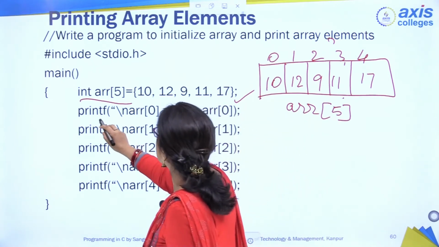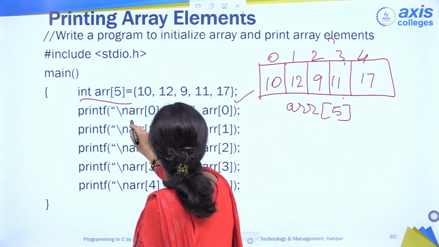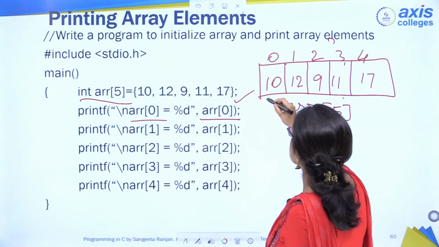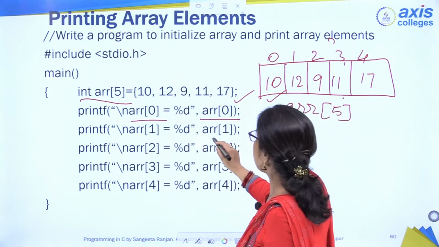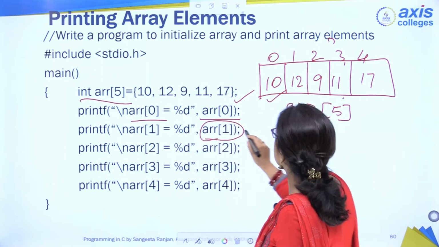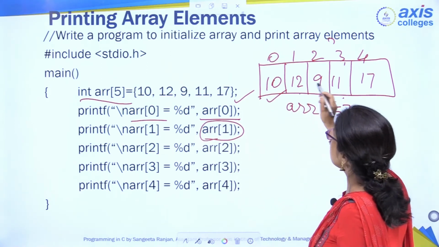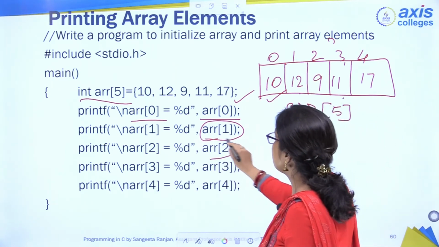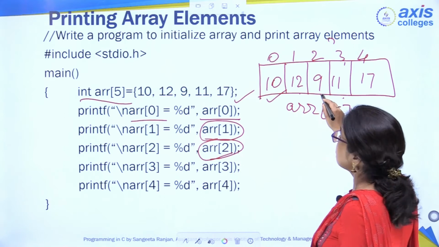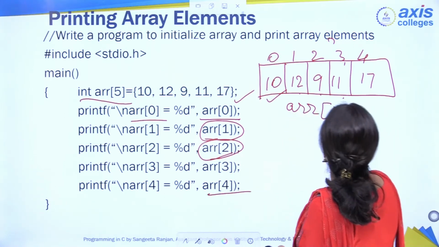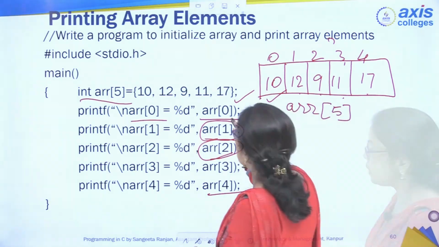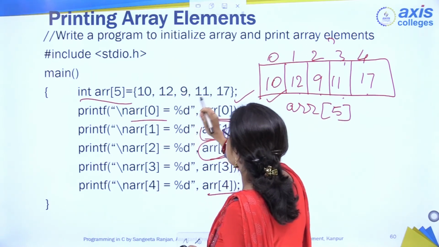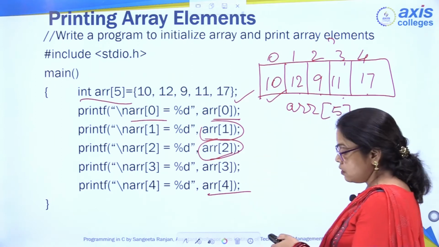Then first of all printf arr[0]. It will print the 0th element of the arr, that is 10. Now printf arr[1]. It will print the first element of the arr, that is 12. arr[2] will print the second element like this. arr[4] prints the fourth element of the array. To print the element, the square bracket is used, quotes are not necessary.